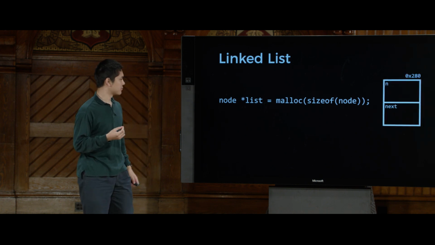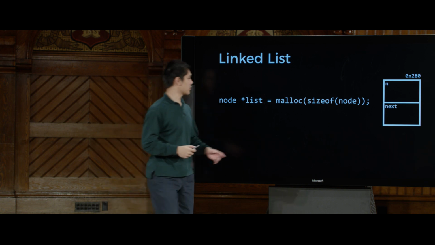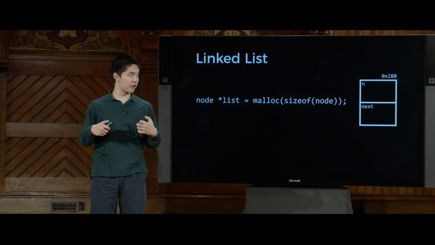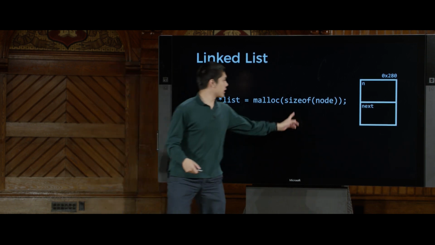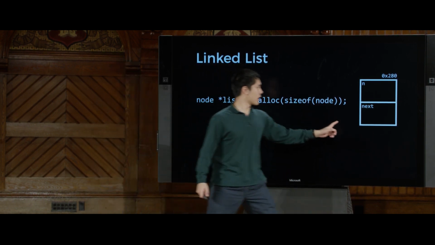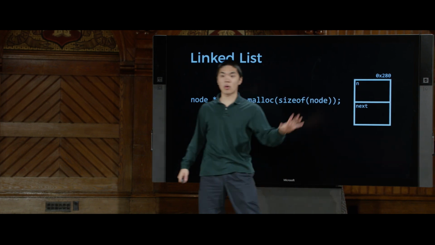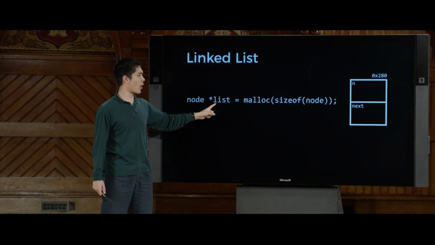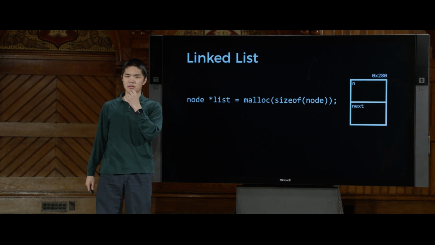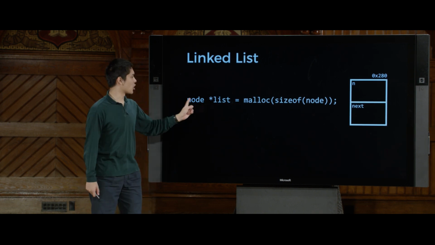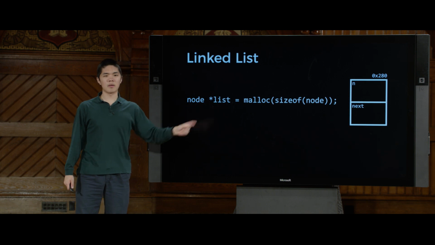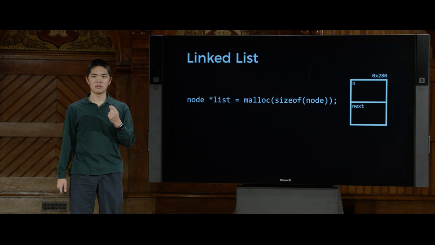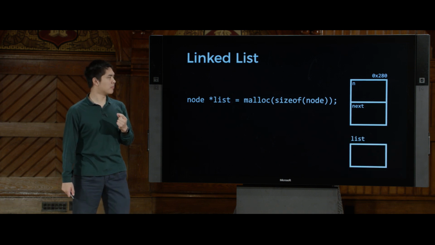All right, what's going on here? malloc size of node says allocate some memory. I'm asking the computer for some memory. And how much memory? Well, enough memory to store a node. So that gives me a node somewhere in memory. It doesn't matter where in memory, but it does have an address. And list is going to store what? This variable list is a node star. And node star means it is the address at which a node is stored. So here's my list variable.